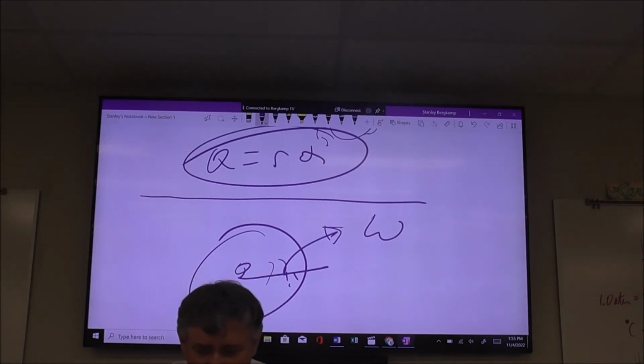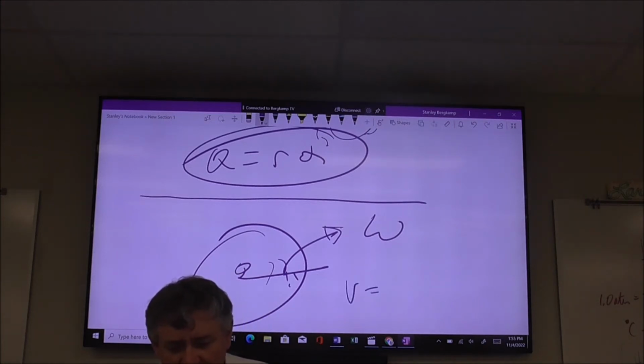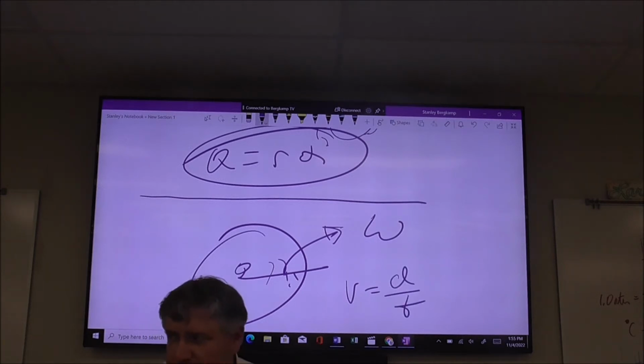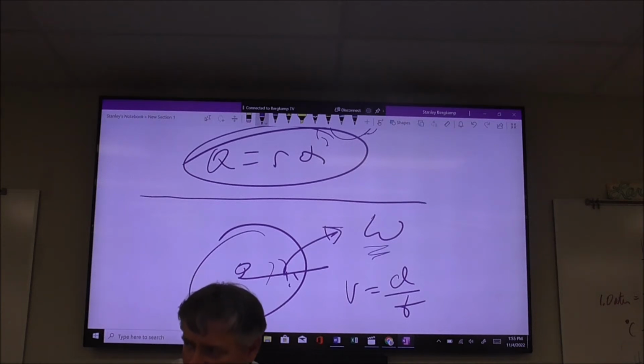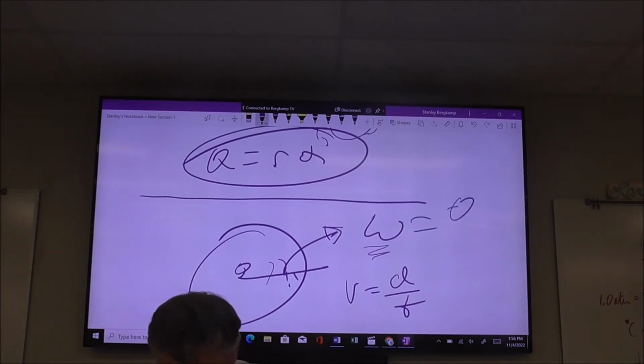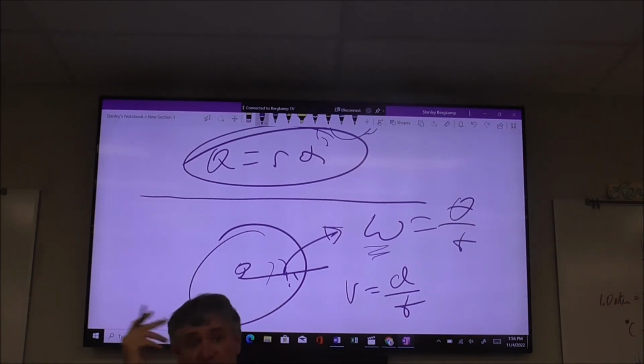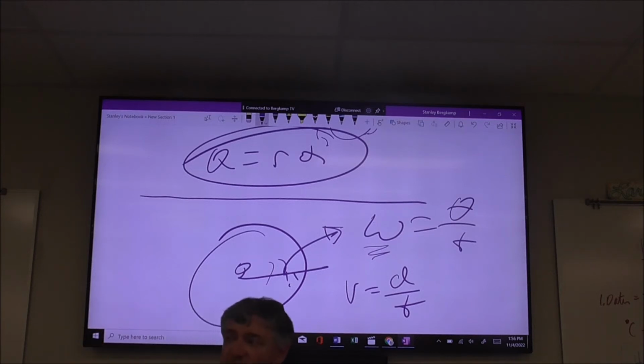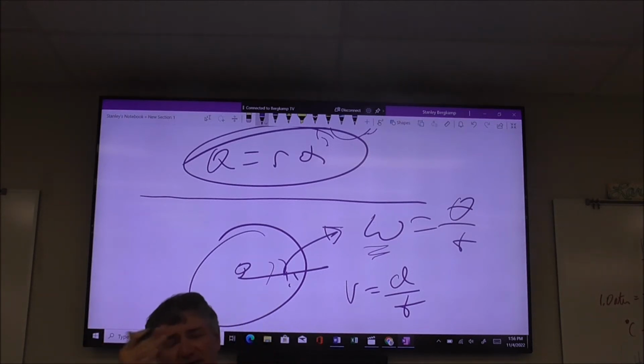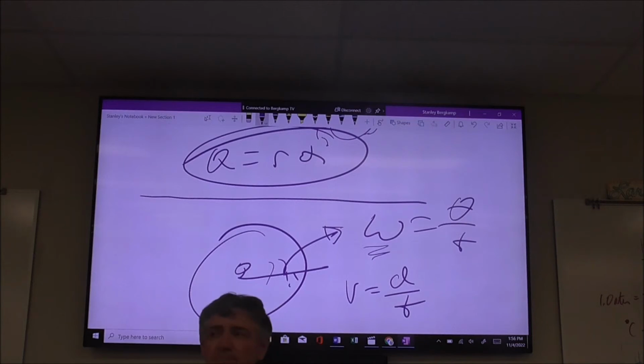Now, here's the deal. What's the only time you can calculate velocity by taking distance and dividing it by time? Constant velocity. The same thing is going to be true of angular velocity. The only time you can calculate angular velocity by taking theta and dividing it by time is if something is spinning at a constant rate of spin. Like the Earth, for example. The Earth is spinning at a pretty constant rate of spin, thank God. It's technically slowing down a little bit, but don't worry about it.